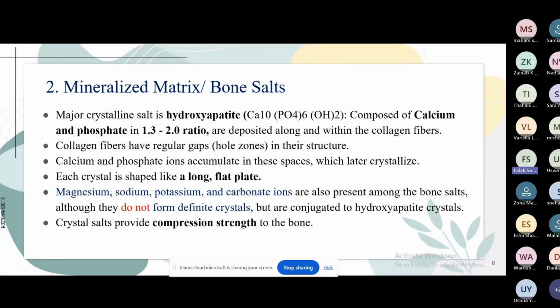Magnesium, sodium, potassium, and carbonate ions are also present among the bone salts, but it's very important to remember they are not responsible for the formation of definitive crystals, but they are conjugated to the hydroxyapatite crystals. So crystal salts provide compression strength to the bone.